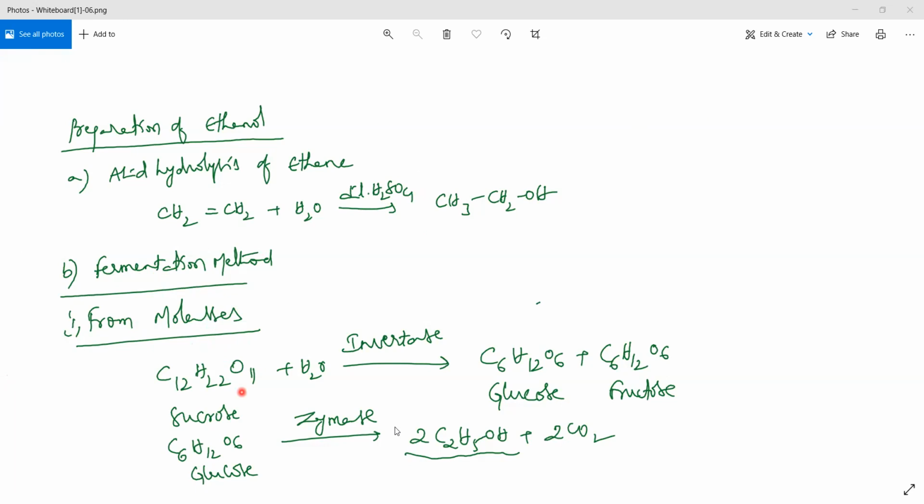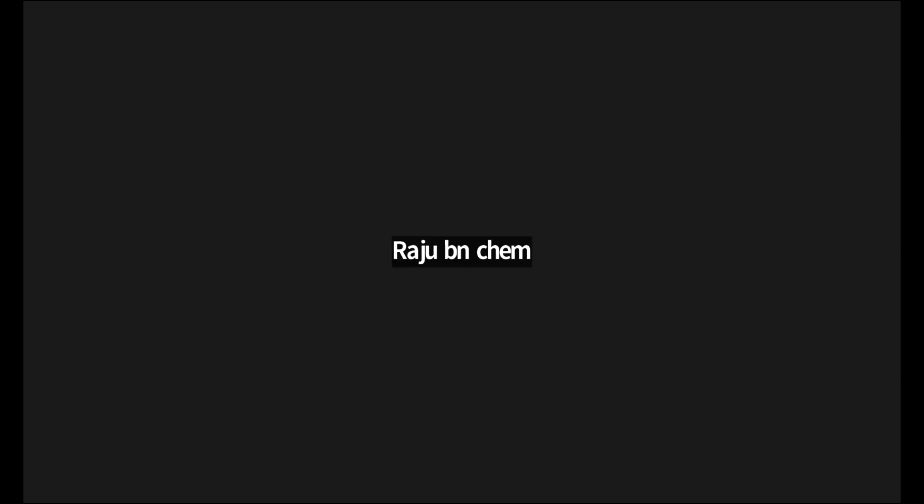In the first one, molasses. Molasses contains sucrose, C12H22O11. Now, when it interacts with invertase, an enzyme, it gives glucose and fructose. And glucose, by the interaction of zymase, gives ethyl alcohol. That is our required product, right? So this is from molasses.